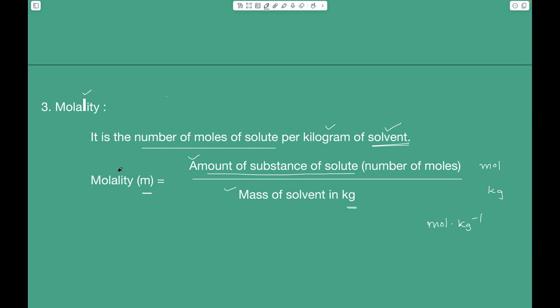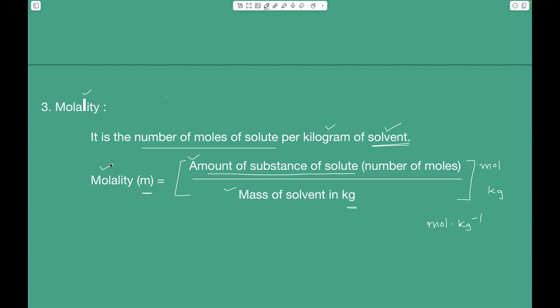See, molality is the ratio between amount of substance, or number of moles of solute, and the mass of the solvent. Amount of substance, that is number of moles, and mass are both independent of temperature and pressure. They do not change with temperature and pressure. Therefore, this ratio is also independent of temperature and pressure. So, molality of a given solution does not change with temperature and pressure.